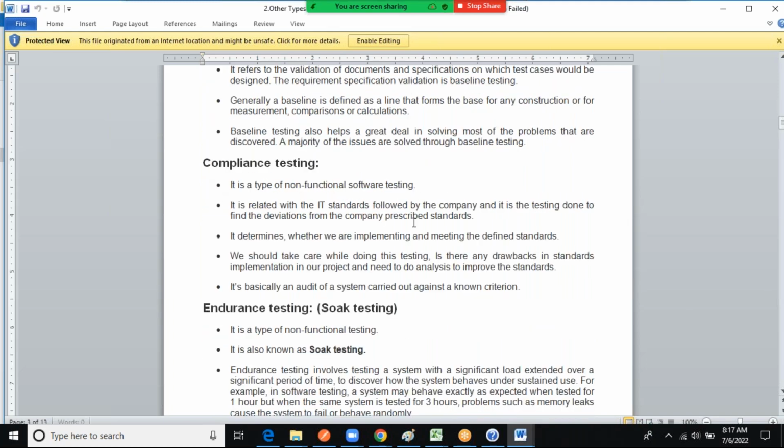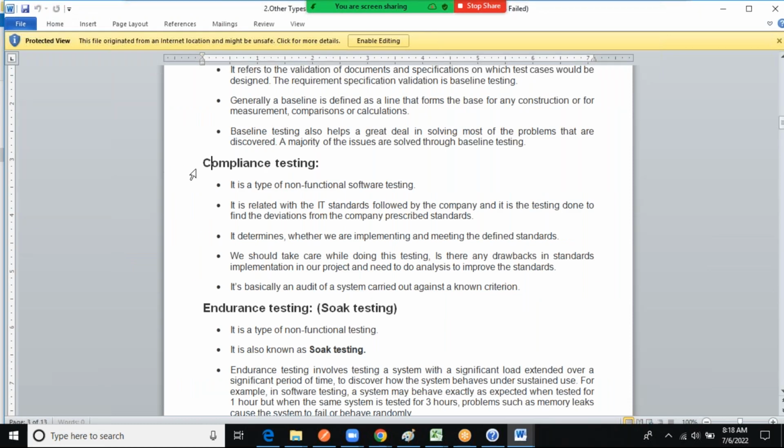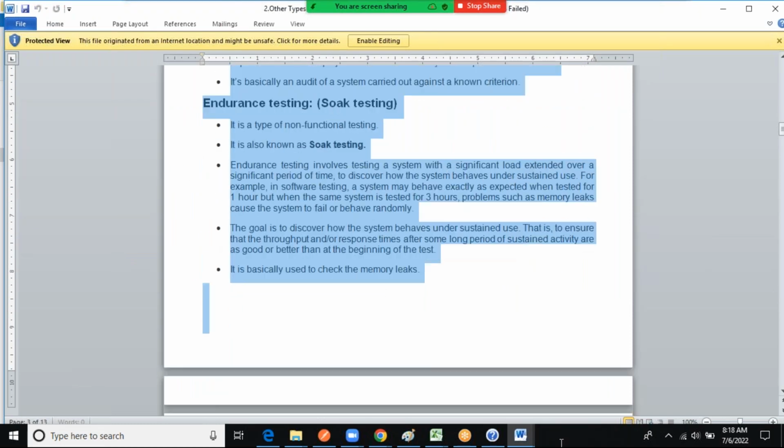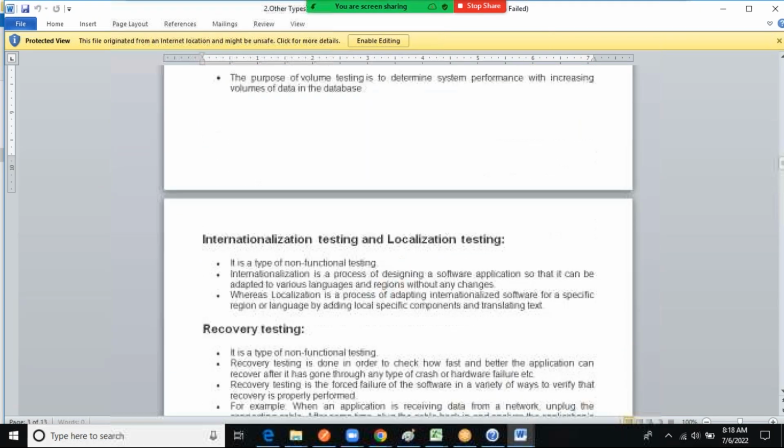Endurance testing, compliance testing. Compliance is also about whether it is meeting all the standards. It is kind of a compatibility testing only. You will be checking in different working conditions whether the application is behaving in a similar way or not. You will be checking that in the compliance testing. So like this, there are many other things. Please go through. Volume testing we have seen already.